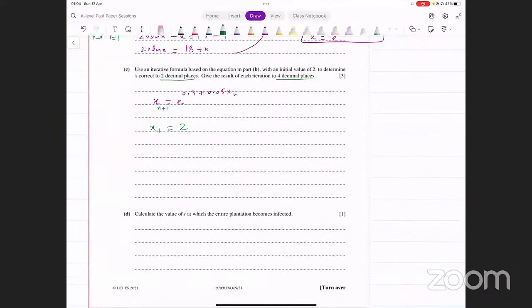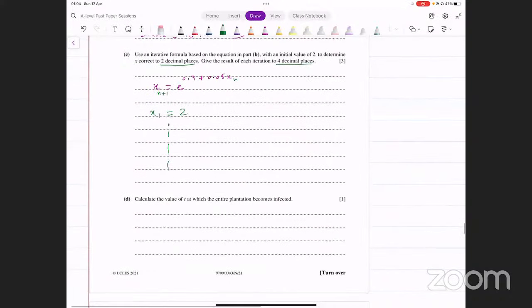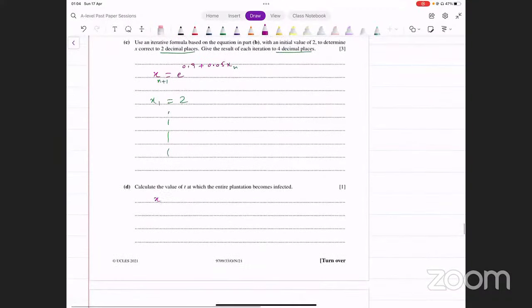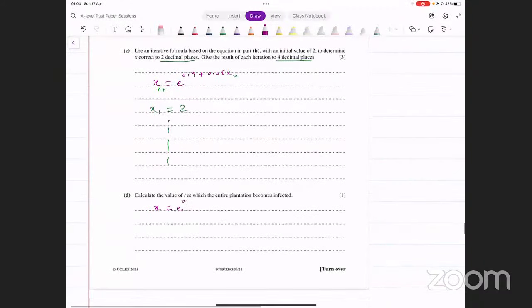ठीक है, यू कैन डू दैट। उसके बाद वो कहते हैं कैलकुलेट द वैल्यू ऑफ t एट व्हिच द एंटायर प्लांटेशन बिकम्स इन्फेक्टेड। ओके, नाउ लेट्स थिंक अबाउट दिस। आइट्रेशन वाला पार्ट आप खुद करेंगे, अब देख लेंगे। लास्ट पार्ट में उसने क्या कहा है, at which the entire plantation becomes infected.